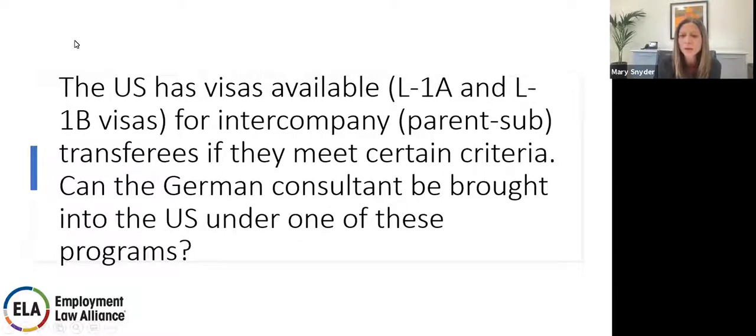Now, our government agency, USCIS, scrutinizes L1Bs very closely. They want a lot of detail about why this is truly specialized knowledge, why it's not something that's widely held, but it very well may be that he would qualify for an L1B.